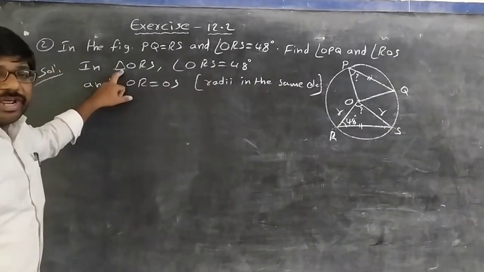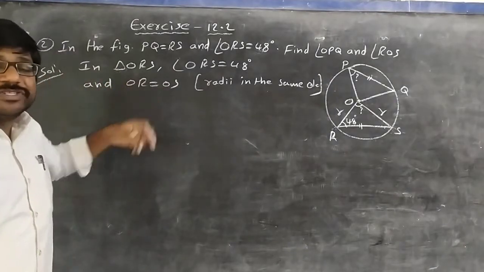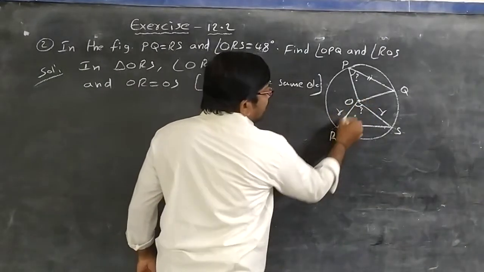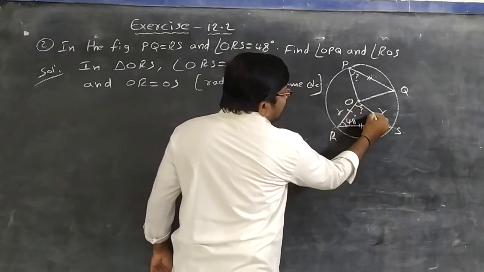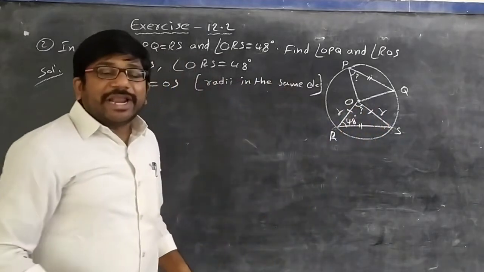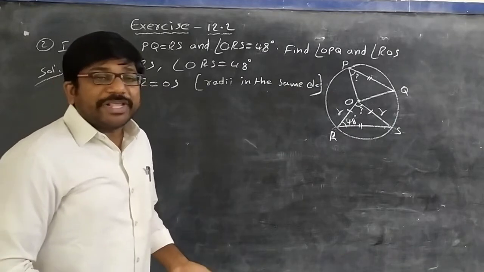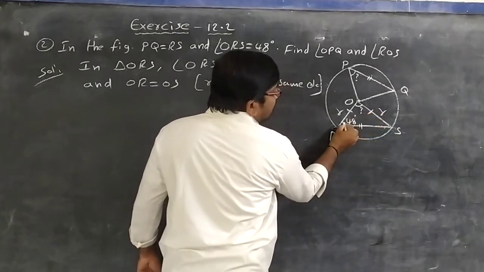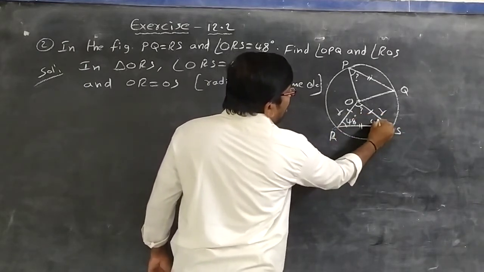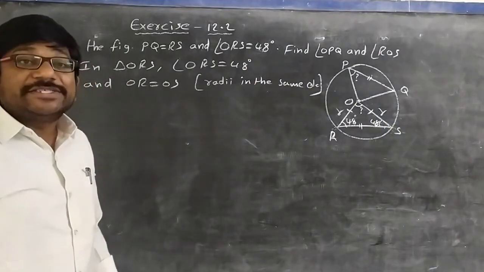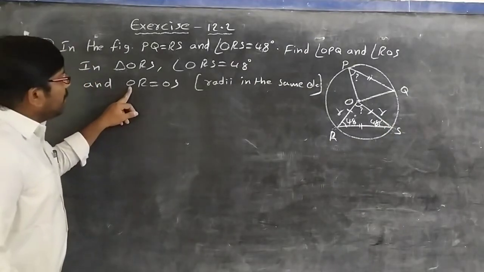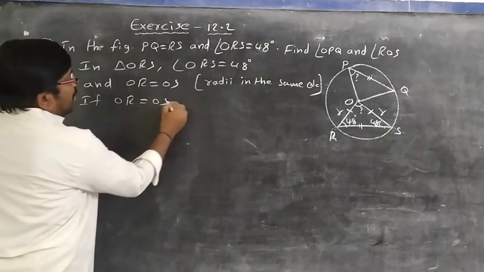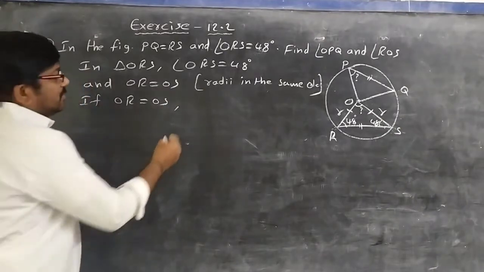Right? In a triangle, if two sides are equal, then their opposite angles are also equal. So in this triangle, this side and this side, these two are equal. Then their opposite angles are equal. According to the properties of a triangle, if two sides are equal, then their opposite angles are equal. Its opposite angle is 48, then its opposite angle is also 48. Right? Because that is an isosceles triangle. So if OR is equal to OS, then their opposite angles are equal.